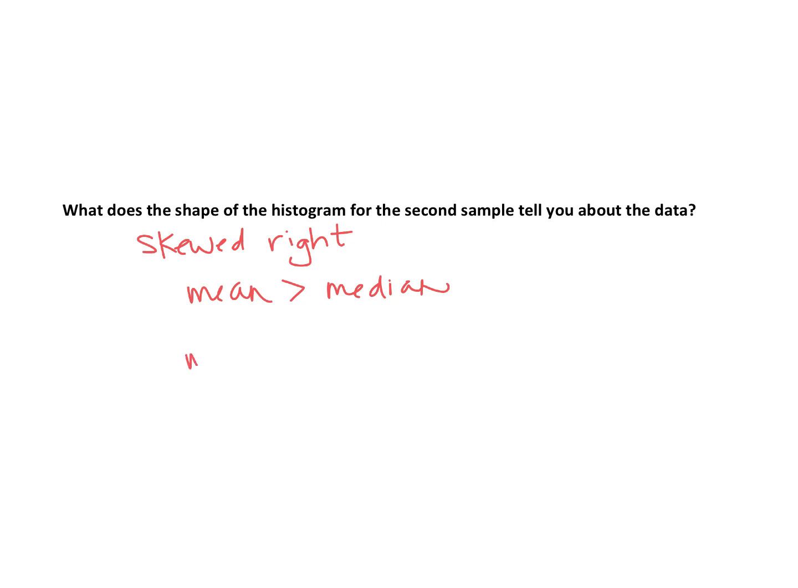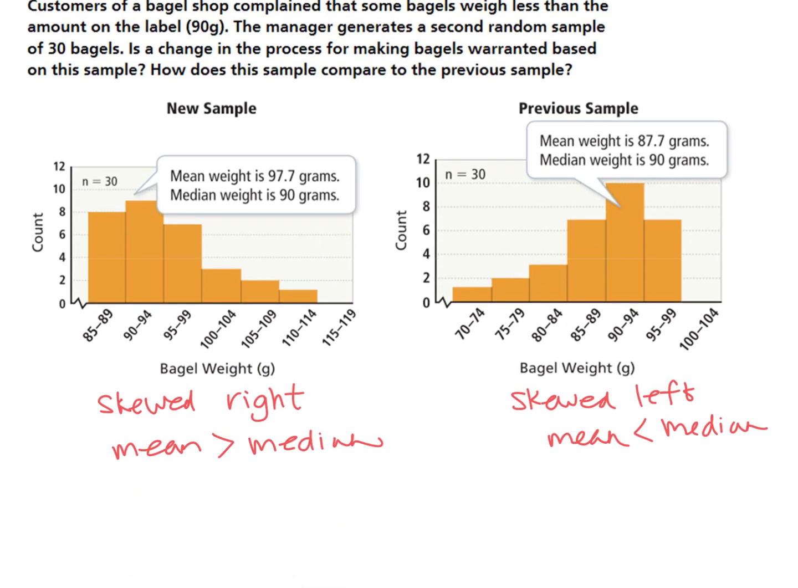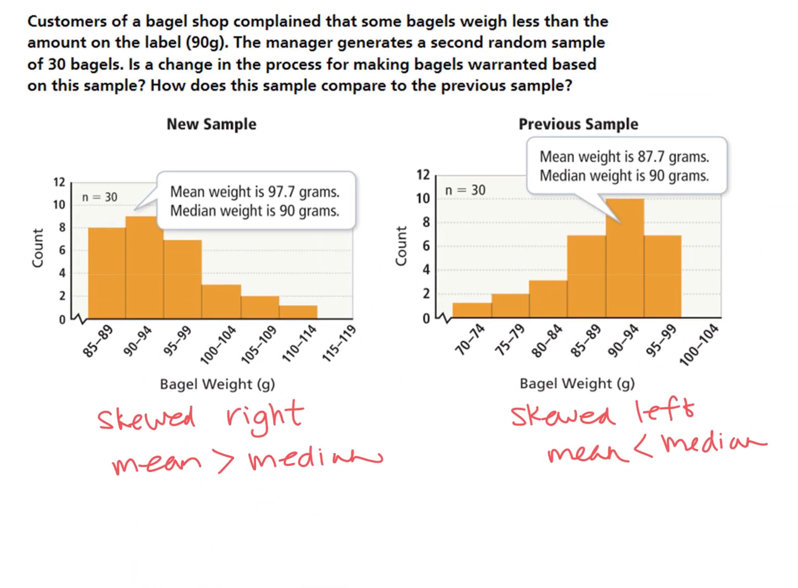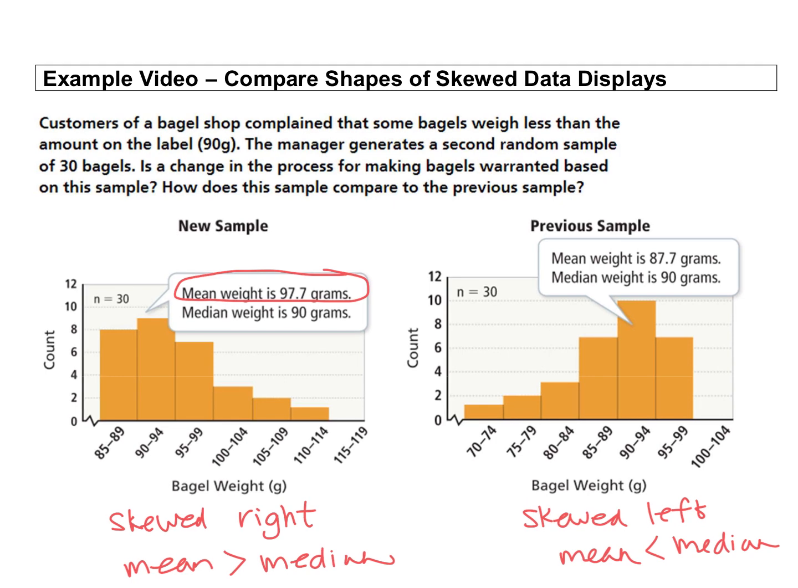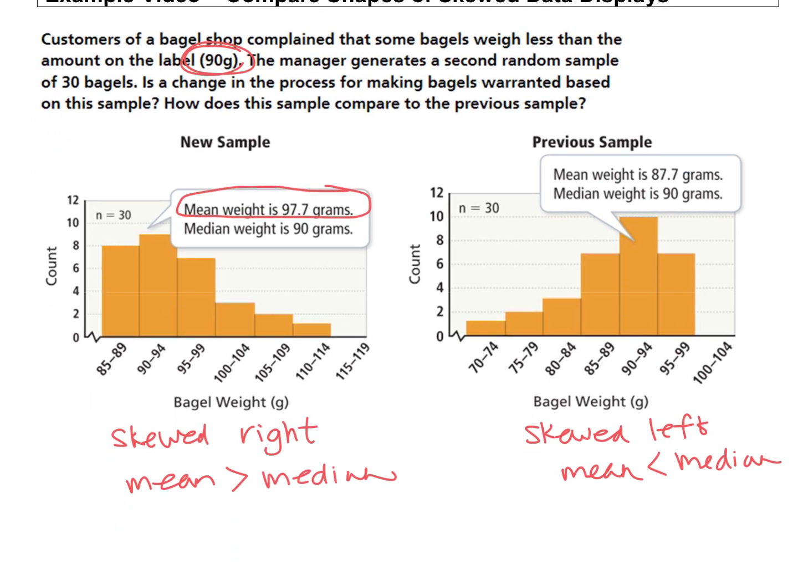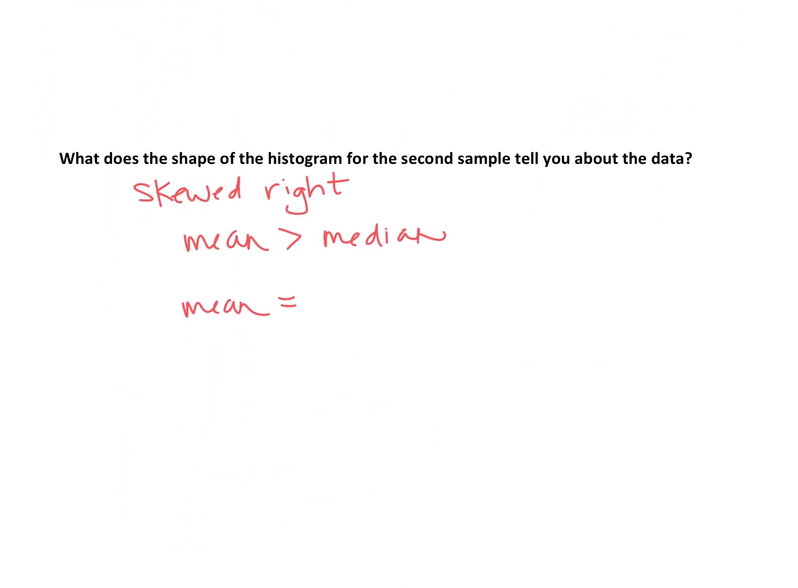And the mean for the second data set, they gave us that. If we look, it says that the mean is 97.7 grams. And the advertised weight of the bagels, which would be an average, is 90 grams. So the average weight of the bagels in the sample is greater than the advertised weight. And that's what the customers were having a problem with.